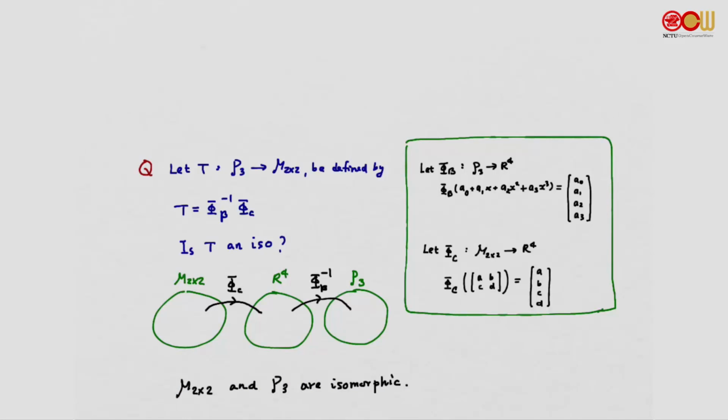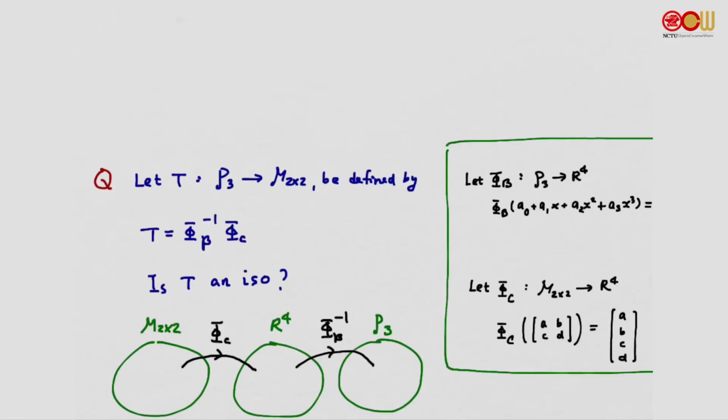Let's use phi B and phi C that we defined in the previous two examples to construct a linear transformation T that is the composition of phi B inverse and phi C. Is T also an isomorphism? T is also an isomorphism, right? Why? Because it's the composition of two isomorphisms.